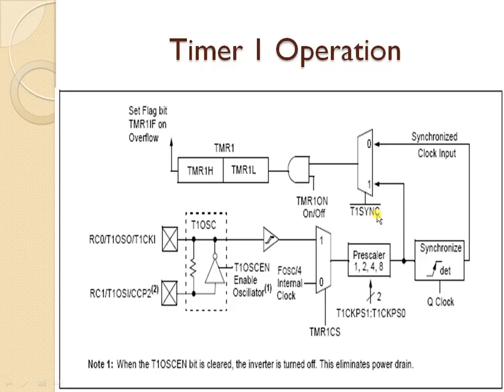If this particular bit is logic 1, then it will not be synchronized. The external clock will not be synchronized with the internal oscillator clock. If it is 0, then it gets synchronized and then that is given to this AND gate. Now the other input of this AND gate is the Timer 1 ON bit. If you program it to 1, then the same clock will be given to this Timer 1 register. If you program it to 0, then the output of this AND gate will always be 0. Therefore this Timer 1 will not count the pulses. So this is how Timer 1 works.